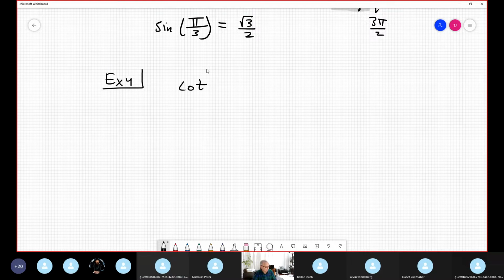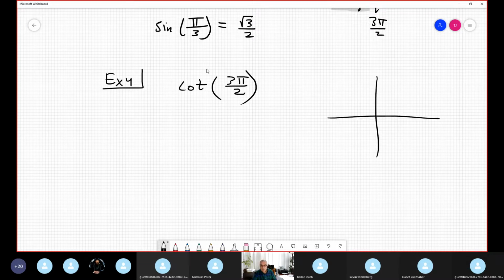Cotangent 3 pi over 2. My goal is in what quadrant like this guy? 3 pi over 2, this is 0. This is pi over 2. This is pi. Wow, this is 3 pi over 2. It's a coincidence que es cuadrantal. This is quadrantal. Si es quadrantal.